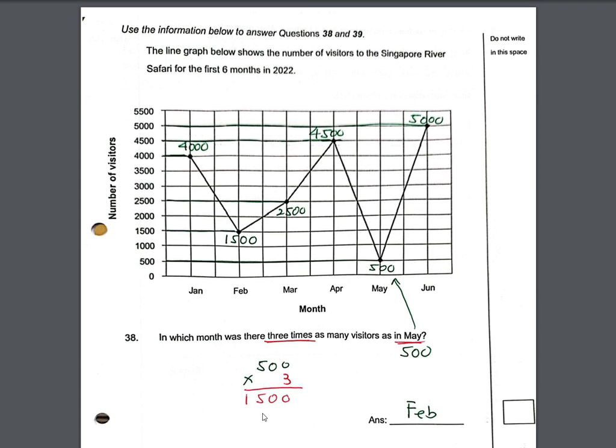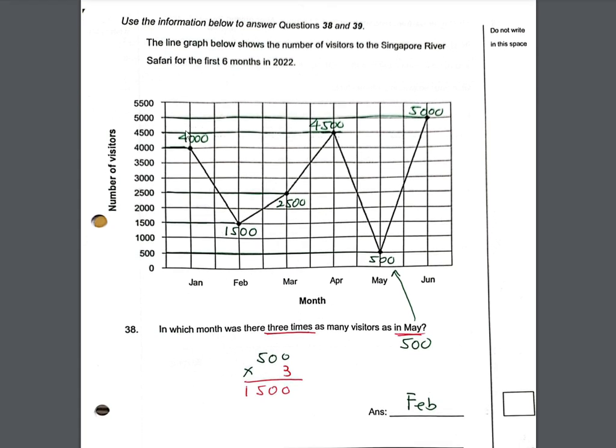Now for a graph question, always write down the numbers at each of these important points. So for example, at January, I look up, I look to the left, I see 4,000, I write 4,000. Those in my class, please make sure you have done this. If you have not, do it now.